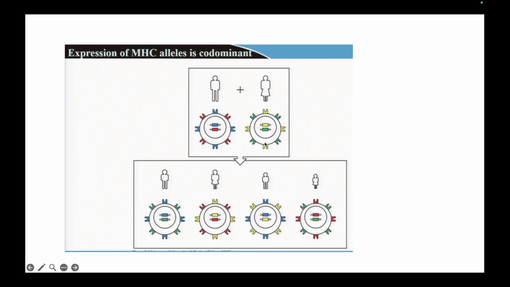Also, when there is mating, after fertilization these are inherited by their children as well. For example, when a male and female have children, both of their MHC alleles are transferred in combination, and all of them are expressed in their progeny. That is how the varieties are transferred through generations, and they also show codominance.